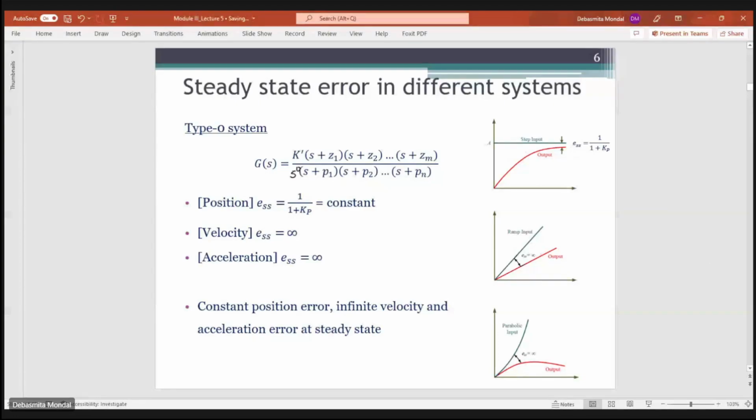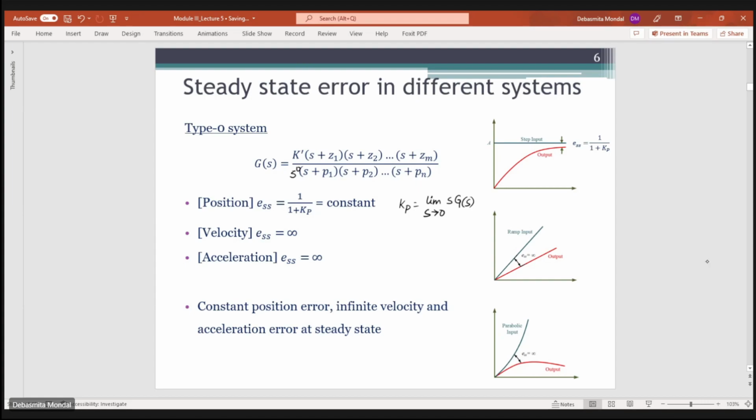Okay. So in case of a type 0 system, if you write the expression for the steady state error in terms of the position error constant, e_ss was equal to 1/(1 + Kp), right? And here if you see the value of Kp, Kp is nothing but limit s tends to 0 of s into G(s).